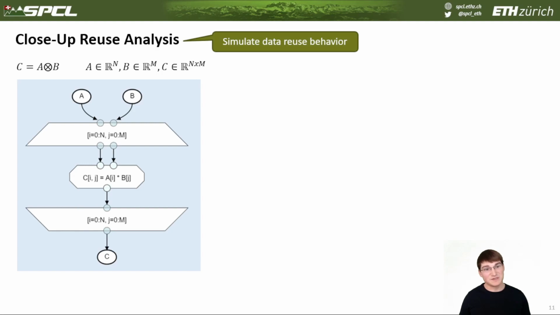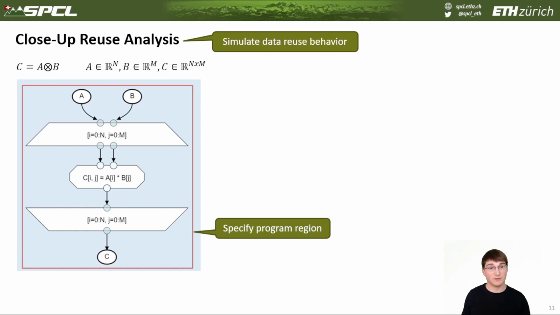What we can do is simulate the data reuse behavior. But an issue with simulating the data reuse behavior, especially for a large application, is that this might take a long time. It might actually take longer than just executing the program and using something like performance counters. But we can leverage this graph-based intermediate representation. By using something like the analysis overlays that we've seen before, performance engineers can drill down onto a section of the program they're actually interested in analyzing more closely. Then we can specify this region, cut it out of the original program, and simulate only that part of the program in isolation.